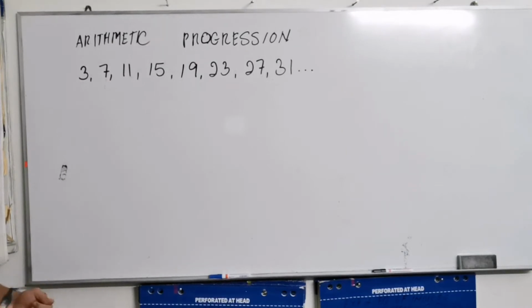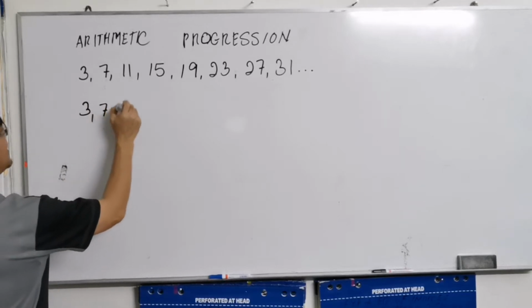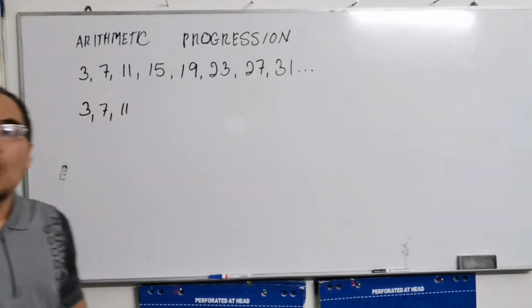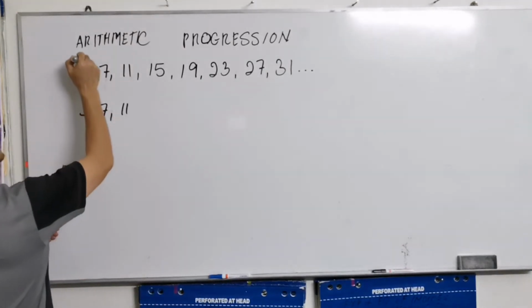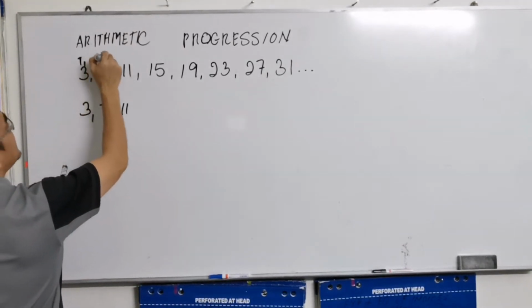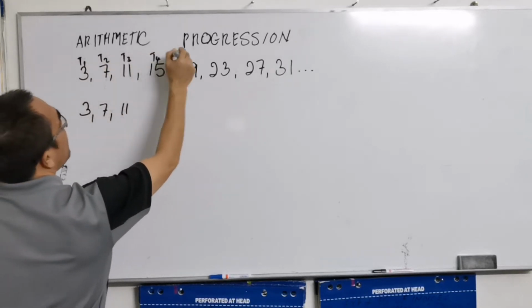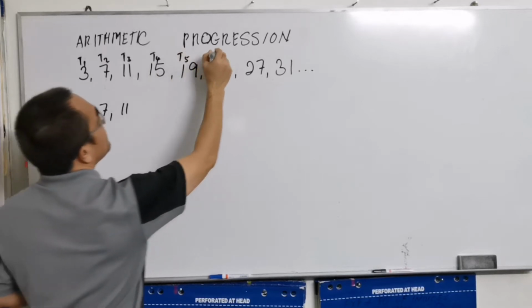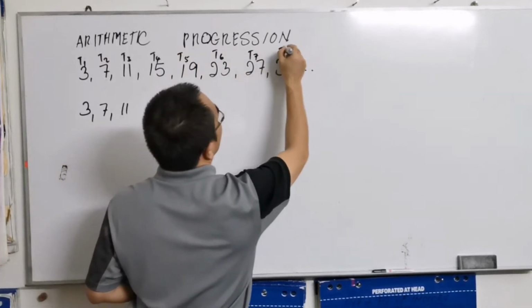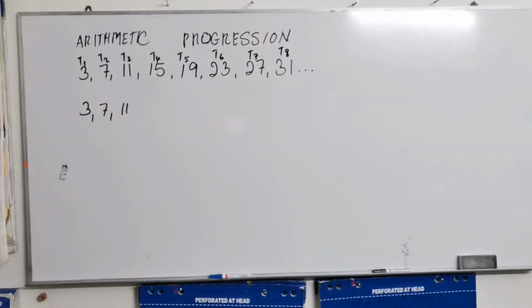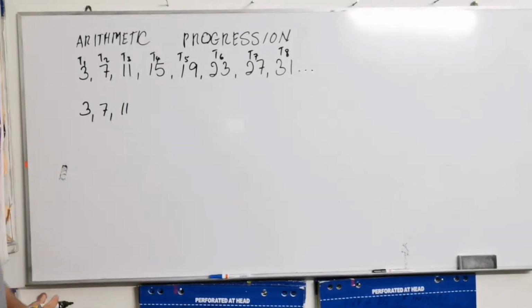So what happens if we are given something like 3, 7, and 11, and we want to know what is the 8th term? For example, this is term 1, term 2, term 3, term 4, term 5, term 6, the 7th term, and the 8th term. Let's look at the relationship between all these numbers.